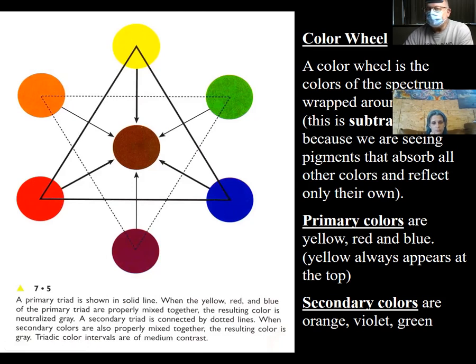Then we're looking at secondary colors. Secondary colors are made by adding two primary colors together, mixing two primary pigments together. And the secondary colors for the subtractive process are going to be orange, violet down here at the bottom, and green. When you mix yellow and red together, you get orange. When you mix red and blue together, you get violet. And when you mix blue and yellow together, you get green.